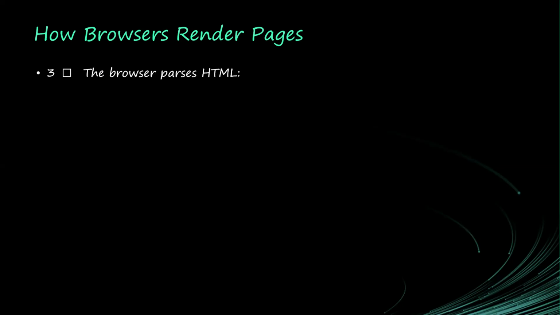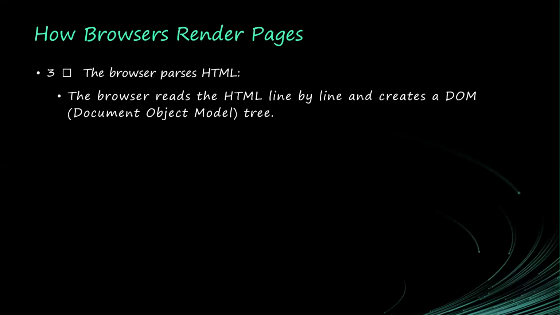And once the server responds, the browser will now parse the HTML. Now, pay close attention. Whatever the server gave the browser in HTML, the browser will parse it. What we mean by parsing is that the browser will read the HTML line by line. And once it reads it line by line, it will create something we call the document object model.